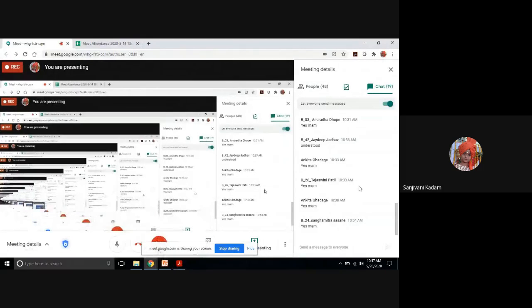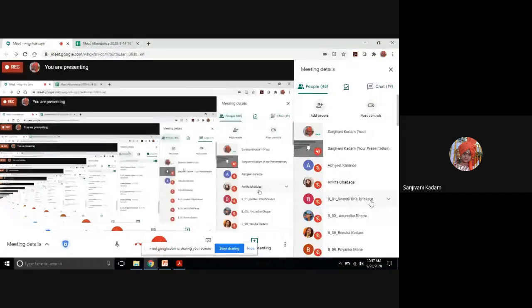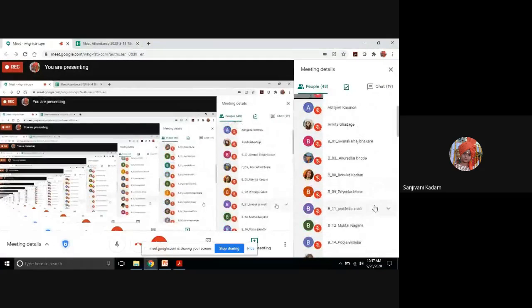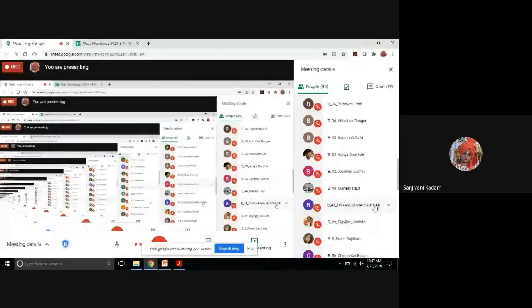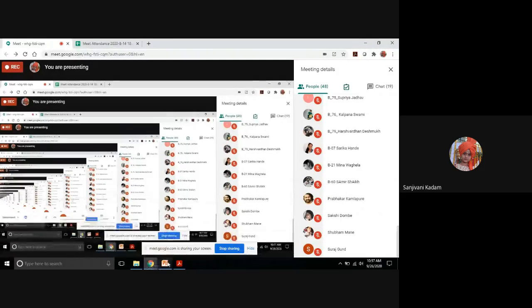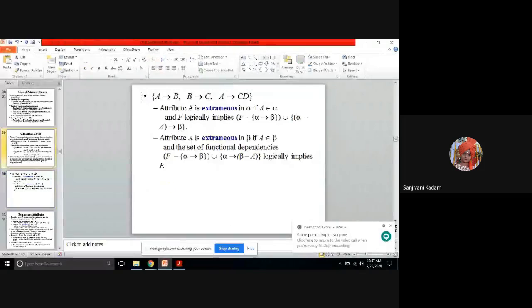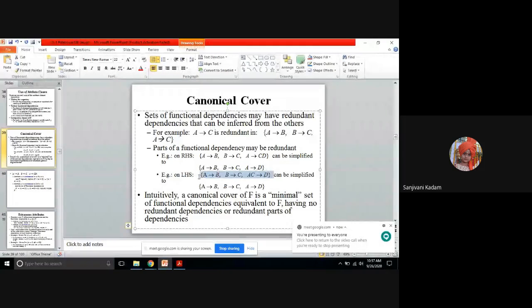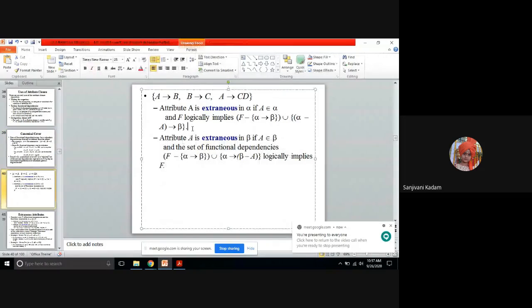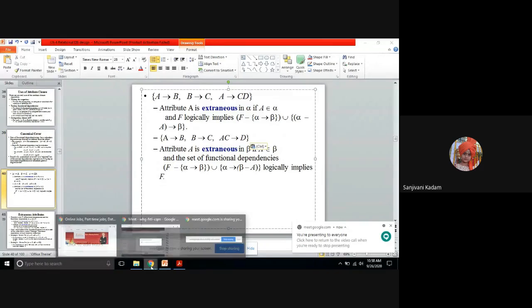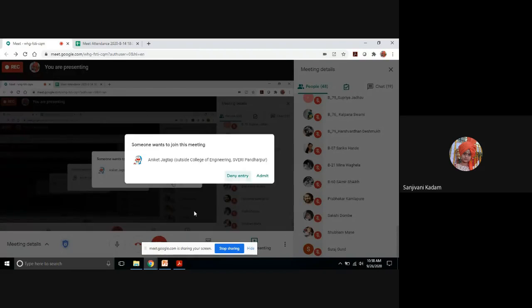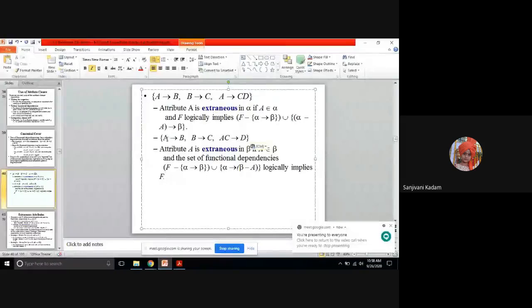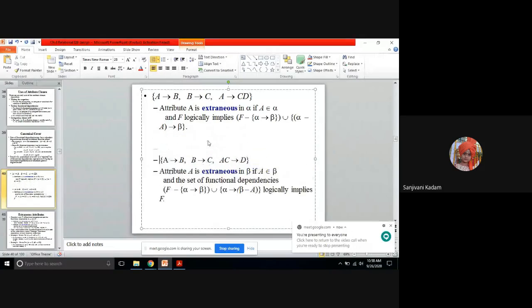Who is Aniruddha Jagtap? Okay, let us focus on the first rule first. Aniket Jagtap, who is this? So, let us concentrate on the first rule.